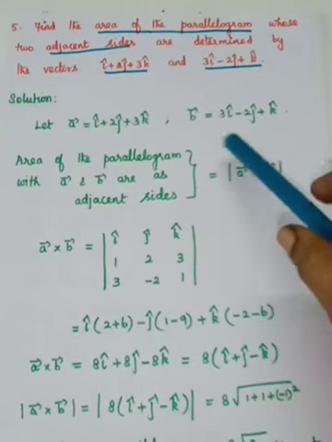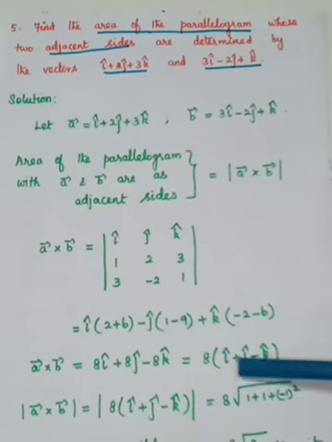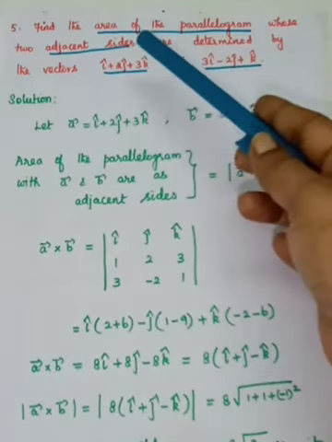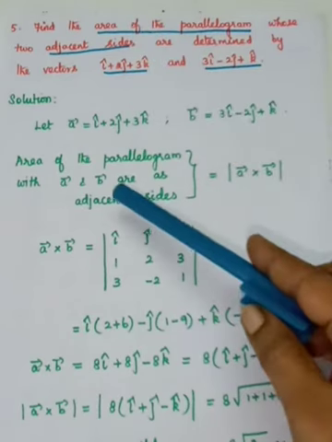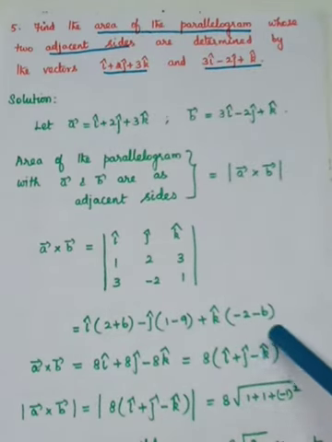And here this is the vector area of the parallelogram. Because area is in terms of a vector. Here what is asked? Not vector area, it is asked area of the parallelogram. So you have to find the magnitude. So the magnitude of this vector.